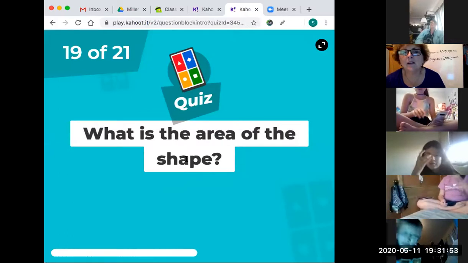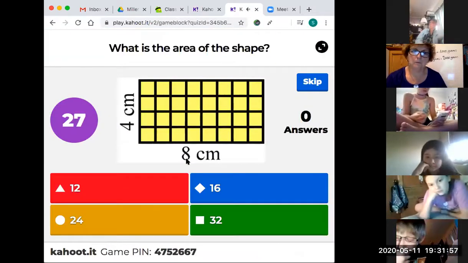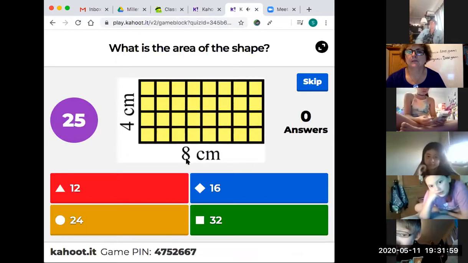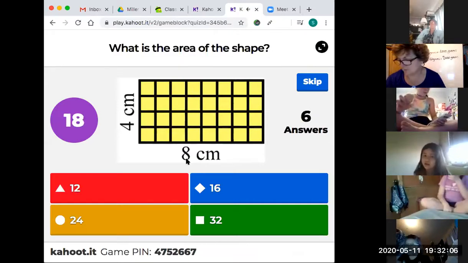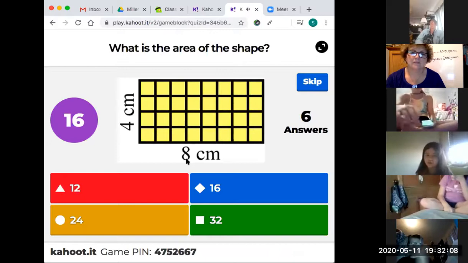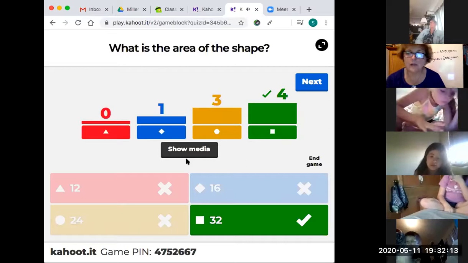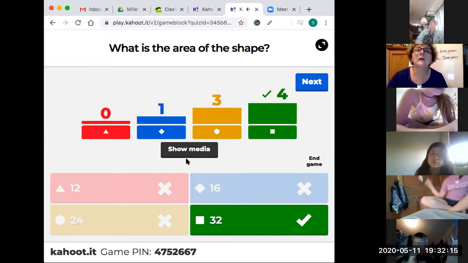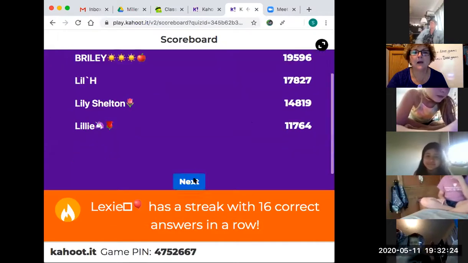What is the area of the shape? Huh? The area. That was easy. We've had this one. It's just different. Remember, length times width. 8 times 4. 32. All right, Lexi is still in the lead and Briley in second.